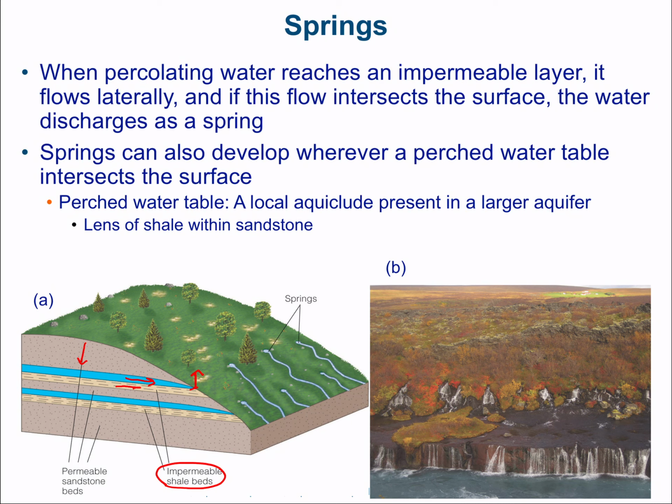Okay, a spring can also occur when we have what's known as a perched water table. So a perched water table is when you have a local aquiclude present in a large aquifer, kind of a lens of shale within the sandstone. So springs are natural. Man doesn't have to do anything to get water from a spring.